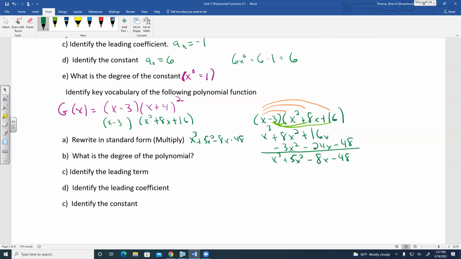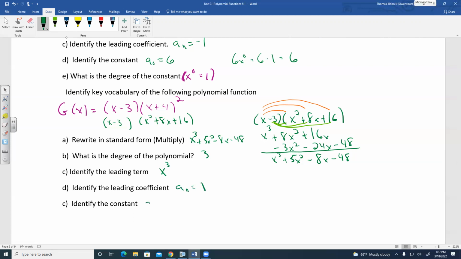So what's the degree of the polynomial? The degree of the polynomial is going to be the highest degree term, which is going to be this 3. If I want to identify the leading term, that's the front term. That's going to be this x to the third. If I want to identify the leading coefficient, it's the number in front. Remember, that's the a sub n. That's going to be this 1.